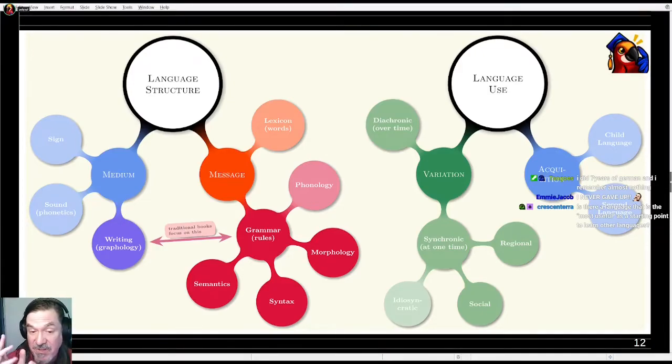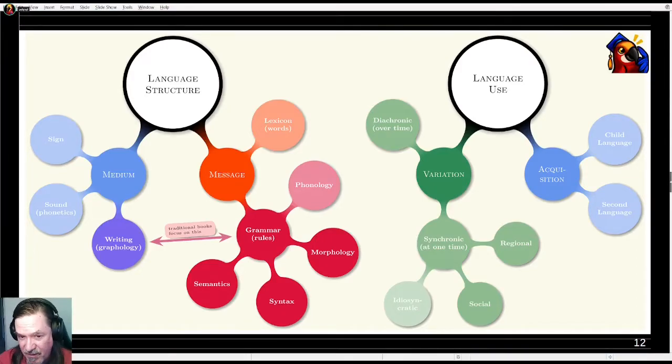In terms of how it's used, you can look at acquisition of language. How do children learn the language? How do people learn a second language? Or you can look at the way that language varies in its use. And this is something that all languages except dead languages do: they have variation in them.